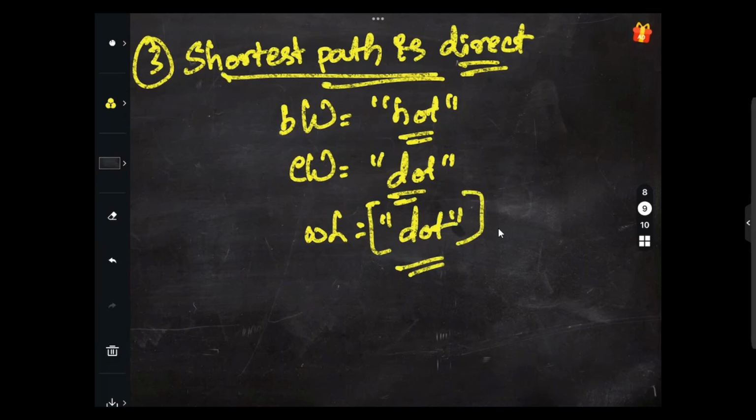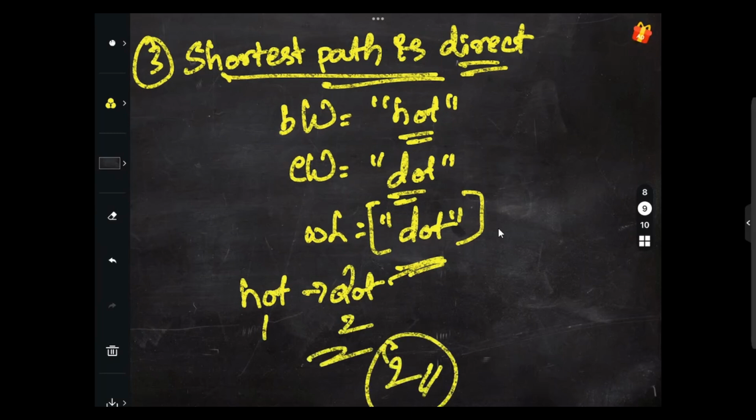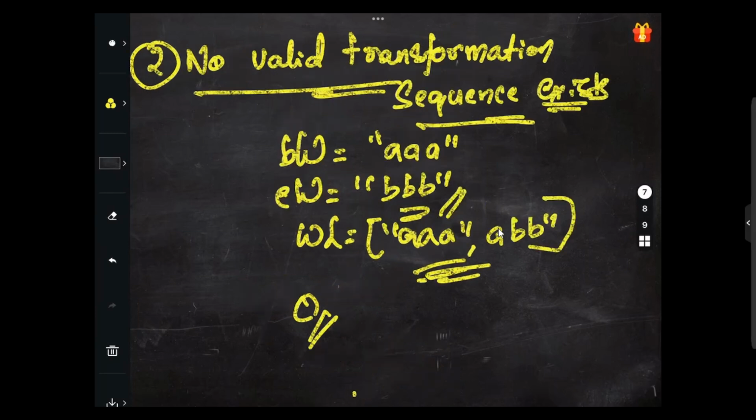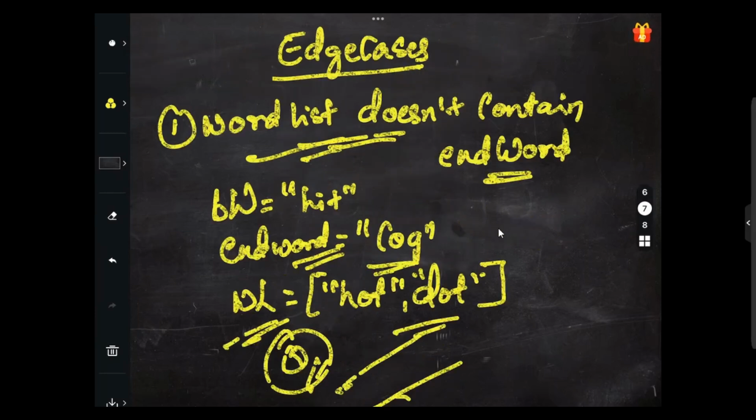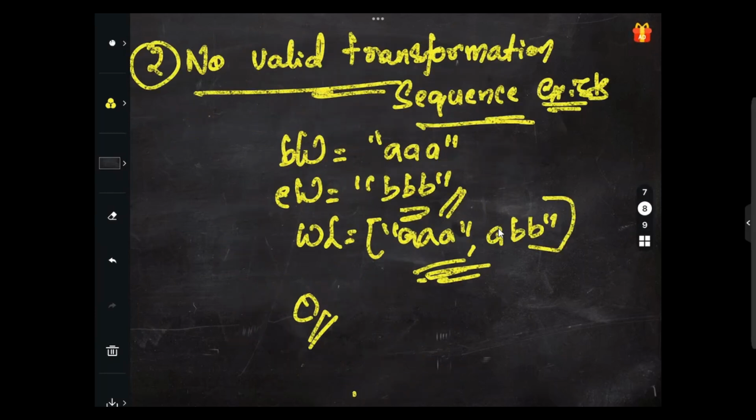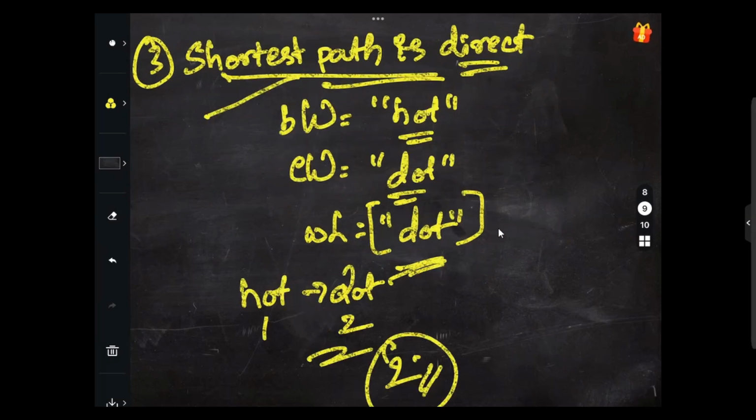So we have only one word, dot, right? So hot and dot. The output will be hot, dot. This will be at level 1, and this will be at level 2. So the output we need to return here is 2, right? I hope this is clear. The first edge case that we went with here is the word list does not contain the end word. The second edge case is no valid transformation sequence exists. And the third edge case is the shortest path is direct. I hope all the edge cases are clear here.